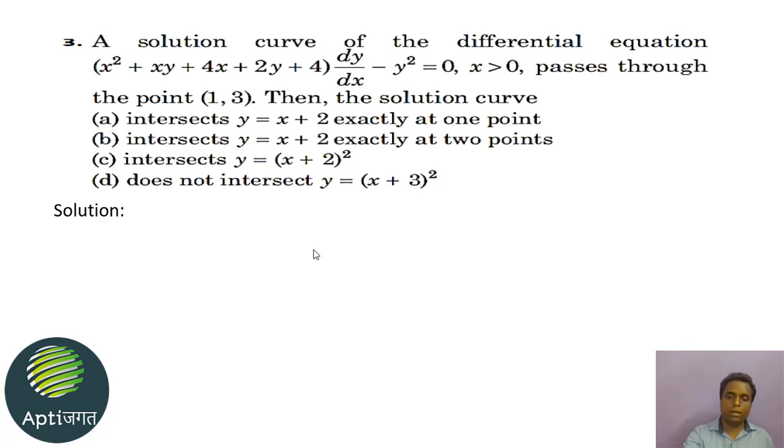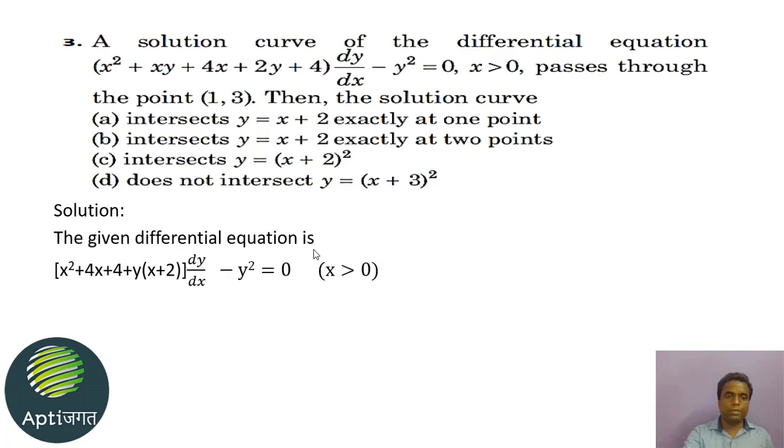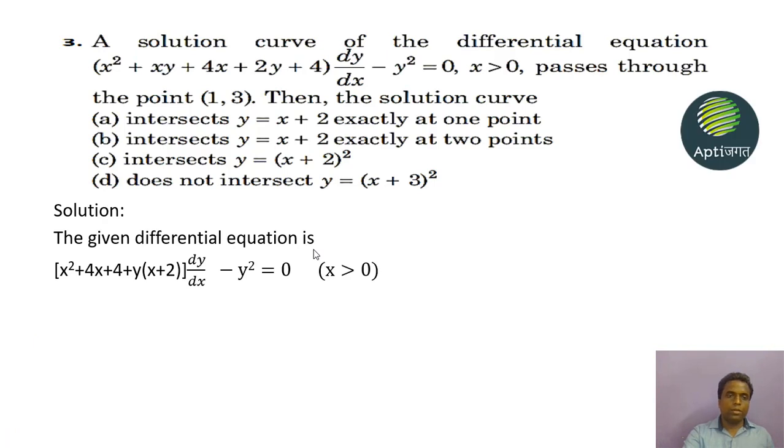First we will solve the differential equation. What is the differential equation? We will write it down. We can optimize it by writing it in the form of x plus 2. So the equation is (x plus 2) whole square plus y into (x plus 2) into dy by dx minus y square equal to 0.